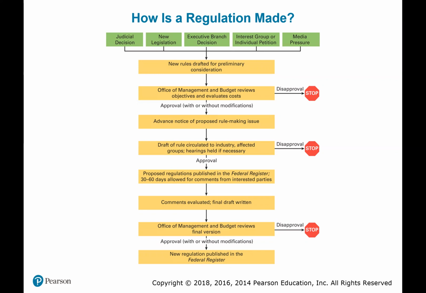So the comments are evaluated both by the executive branch entity as well as by the Office of Management and Budget. They review the final version and they either approve or disapprove, or they approve with modifications. And then the new regulation is published in the Federal Register. So it's a complicated process, but felt necessary in order to have checks on the executive branch.